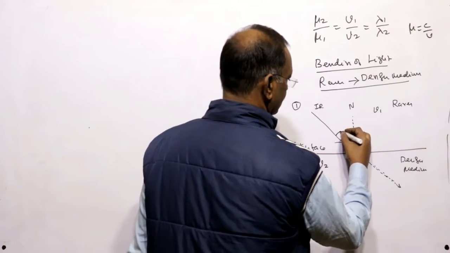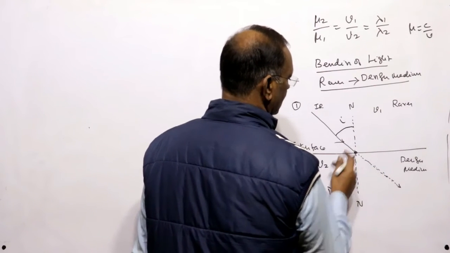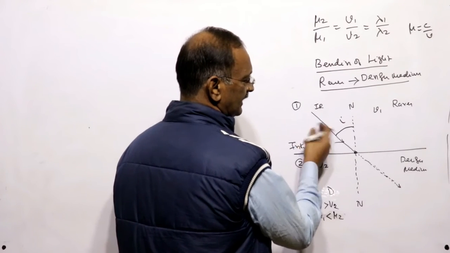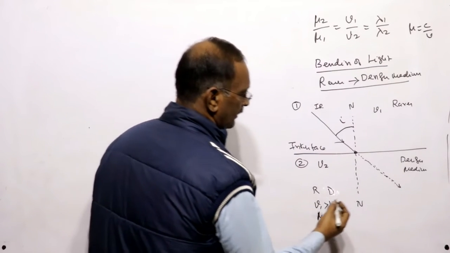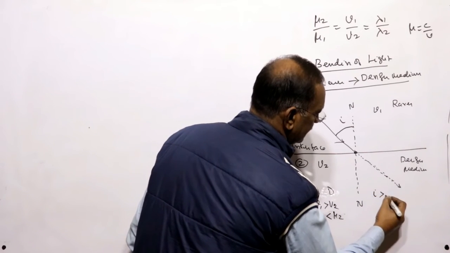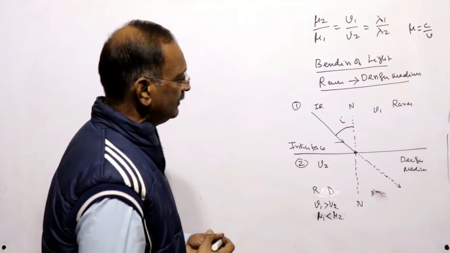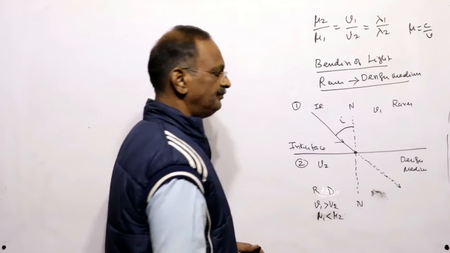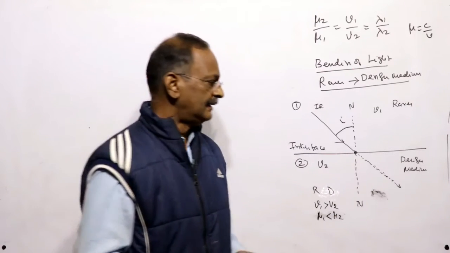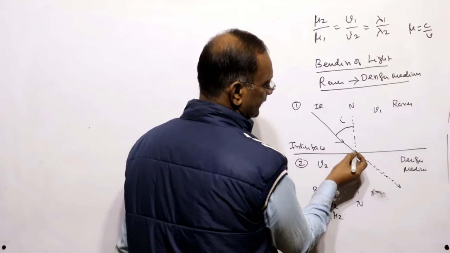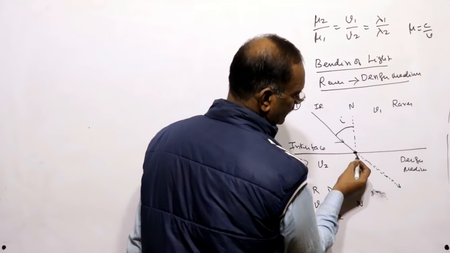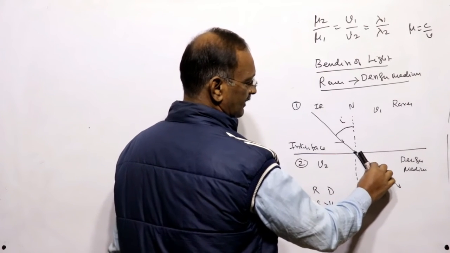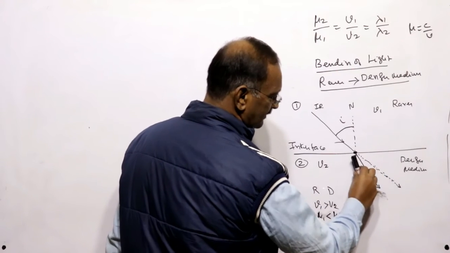This is the angle of incidence, the angle the incident ray makes with the normal. When light strikes the boundary from rarer medium to denser medium, it bends towards the normal. It is supposed to go like this, but it will bend towards the normal.